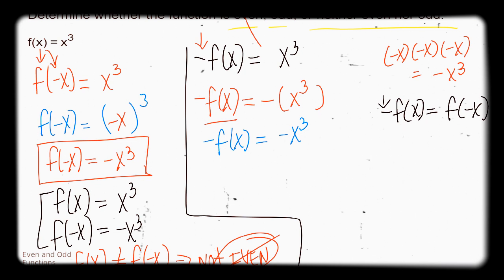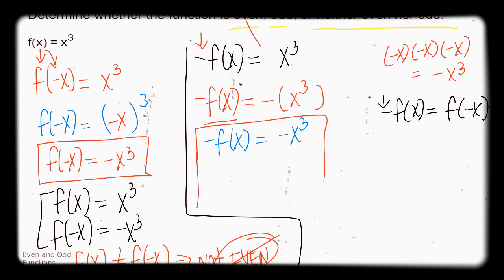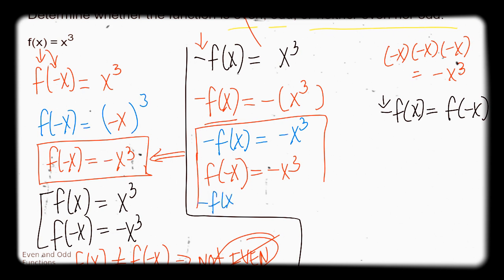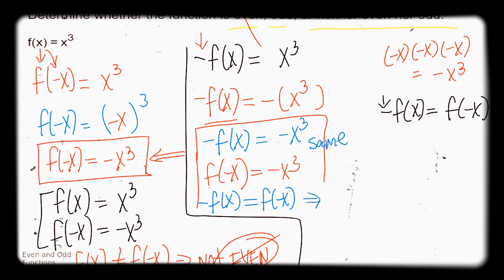So let's see. Negative f of x is equal to negative x cubed, and now f of negative x is negative x cubed. We got it from here. So they are equal. So this function is going to be odd. Negative f of x is equal to f of negative x. They are the same. So therefore, they are odd. So this function is odd.